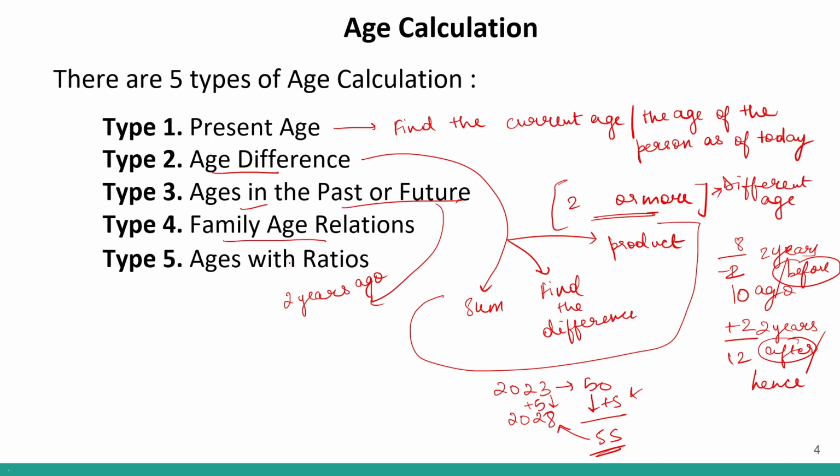Type 4 is family age relations. As the name suggests, family means certain members' ages are given. So, sons' and daughters' ages are given, and you have to find the age of the mother, or the ages of the children are given and you have to find the age of their parent, something related to family.